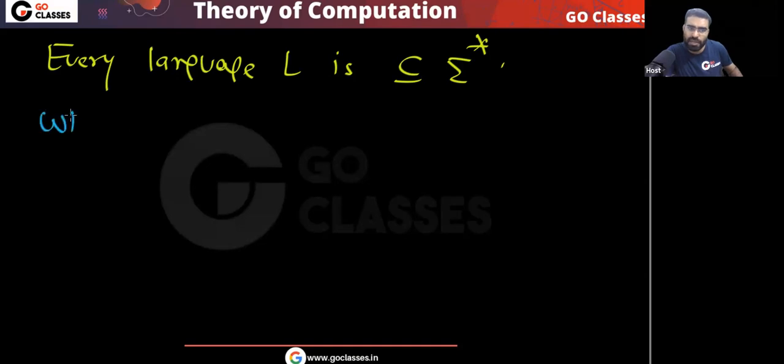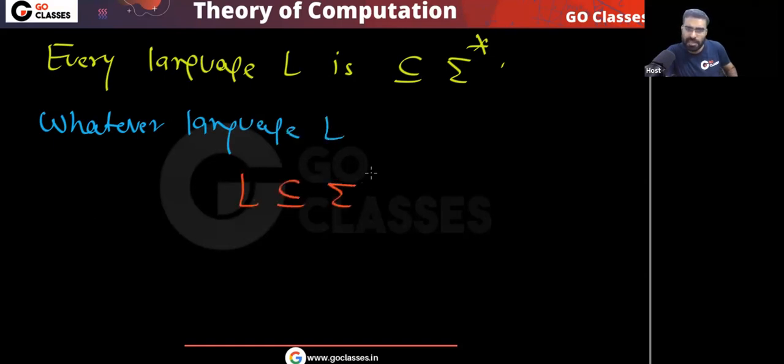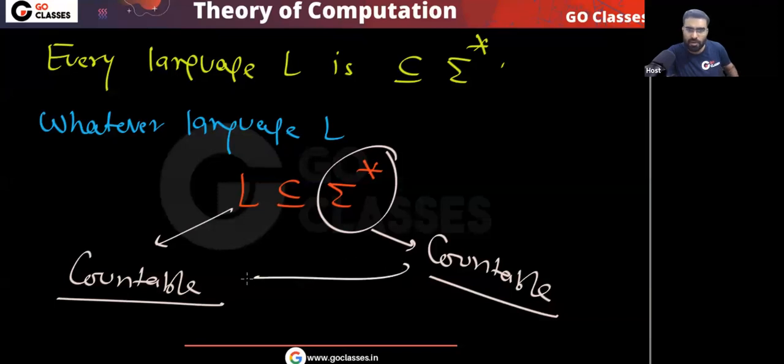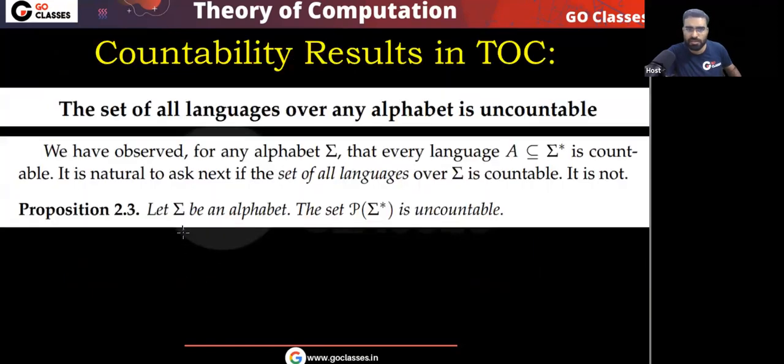Whatever language L you take, remember this point, this L will be a subset of sigma star. And because this sigma star itself is countable, I can say this L also will be countable. Because sigma star is countable, automatically this L also will be countable, because a subset of a countable set is countable. Every language is a subset of sigma star, sigma star is countable, so every language is countable. So this is the idea.